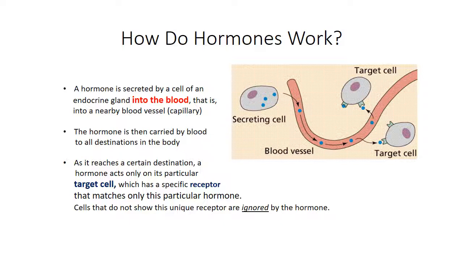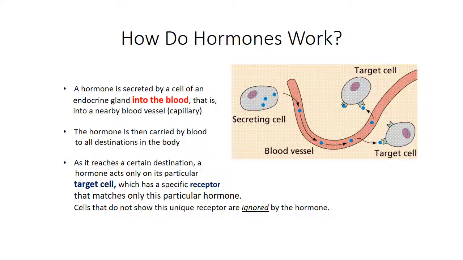Imagine that this blue cell would be of a rectangular shape, not the shape of a little blue ball, but a little blue rectangle. It would not fit into the receptor of this target cell, right? And similarly, if the hormone travels in the blood and there are some cells contacting the blood capillary which do not carry the specific receptor for the hormone, they will ignore them.